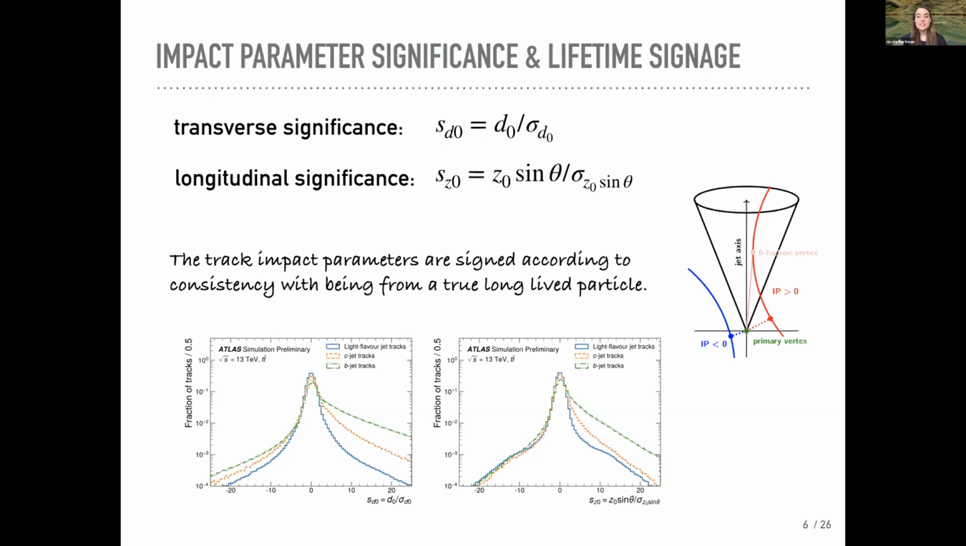Otherwise, the IP sign is negative, and this is illustrated by the two significance distributions in the lower left-hand figure, with SD0 on the left and SD0 on the right. The key takeaway is that this lifetime signing means you have an asymmetry for the tracks that have a true heavy flavor hadron, as shown in the more positive significance distributions for tracks in C and B jets than in light jets.